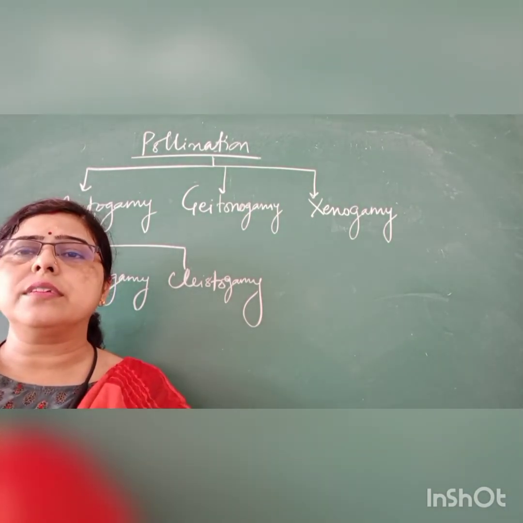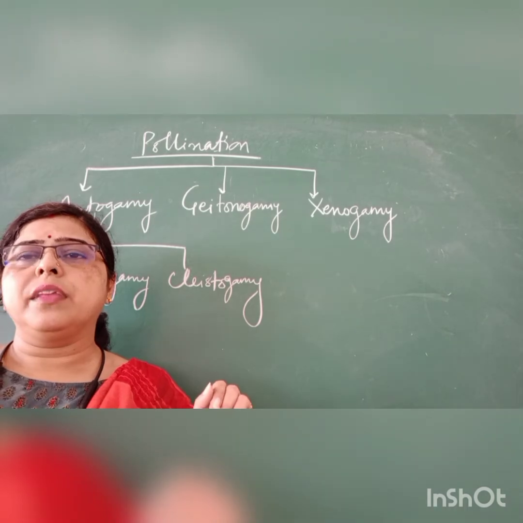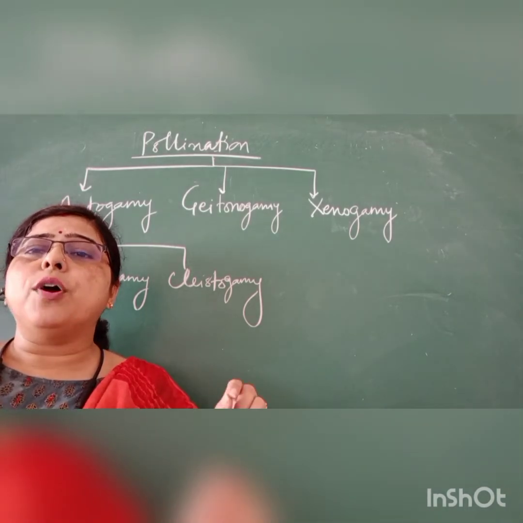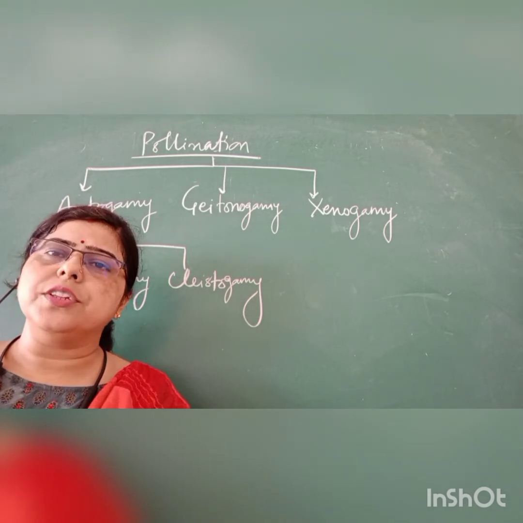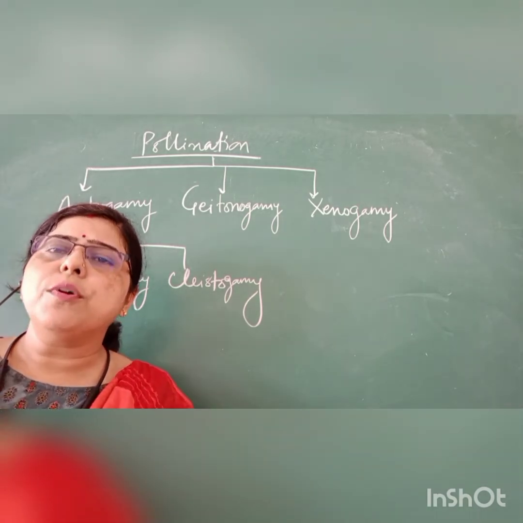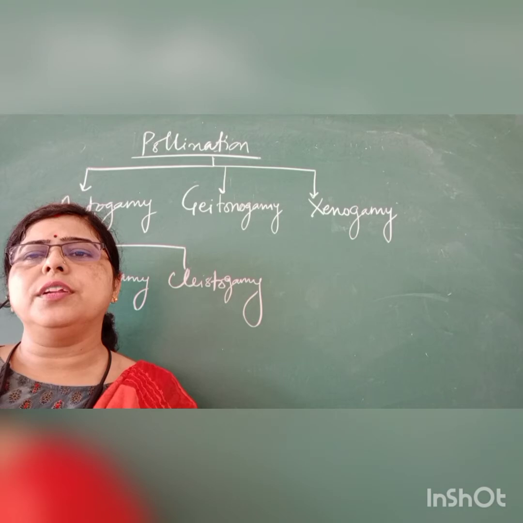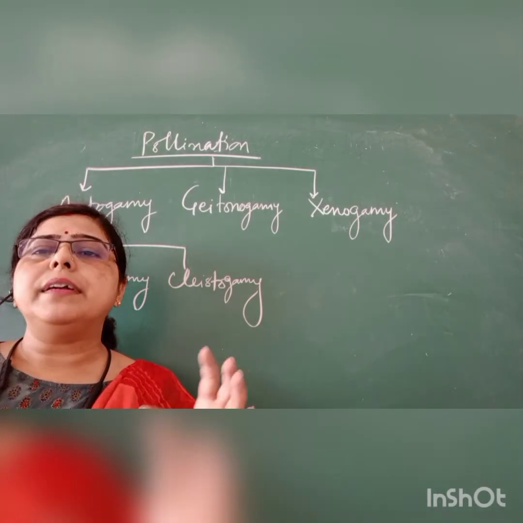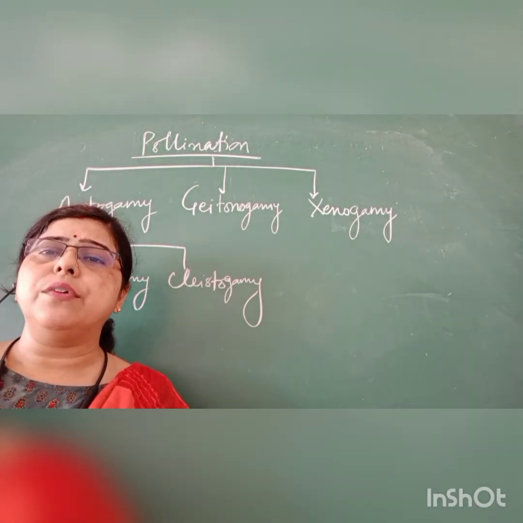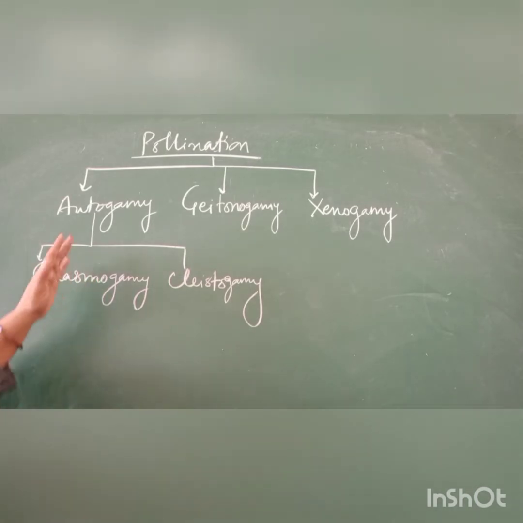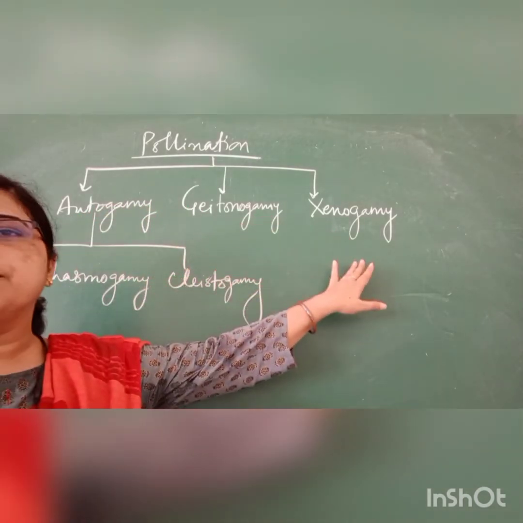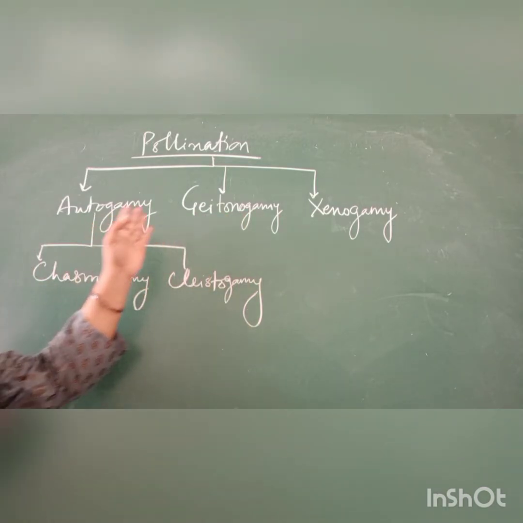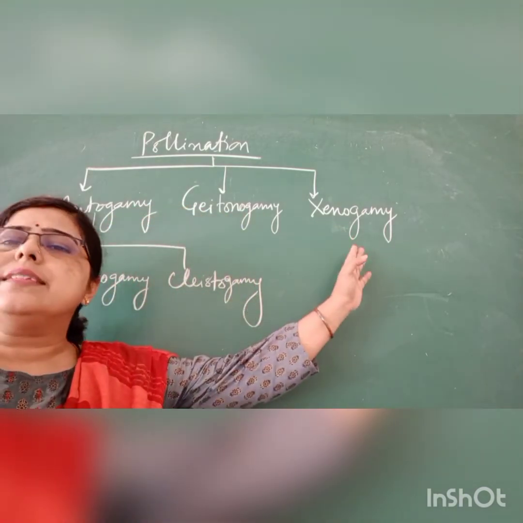So children, now discuss what is pollination. The transfer of the pollen grain onto the surface of stigma, that is called as pollination. आपने smaller classes में पढ़ा होगा self pollination, cross pollination. But now let's discuss the detailed account of the pollination. Broadly, we classify the process of pollination into three main categories: autogamy, geitonogamy and xenogamy.